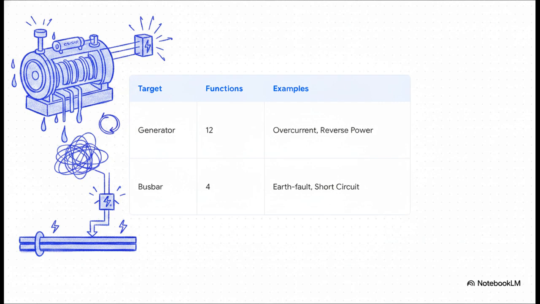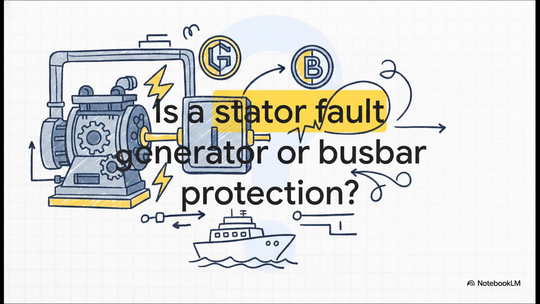Meanwhile, the shared bus bar that all those generators feed into has a much narrower set of failure modes, requiring only 4 main protective functions. So let's do a quick knowledge check to see how this layered logic plays out in a real-world crisis. Imagine the crew reports a suspected stator interturn fault. Does the system handle this under generator protection or busbar protection?